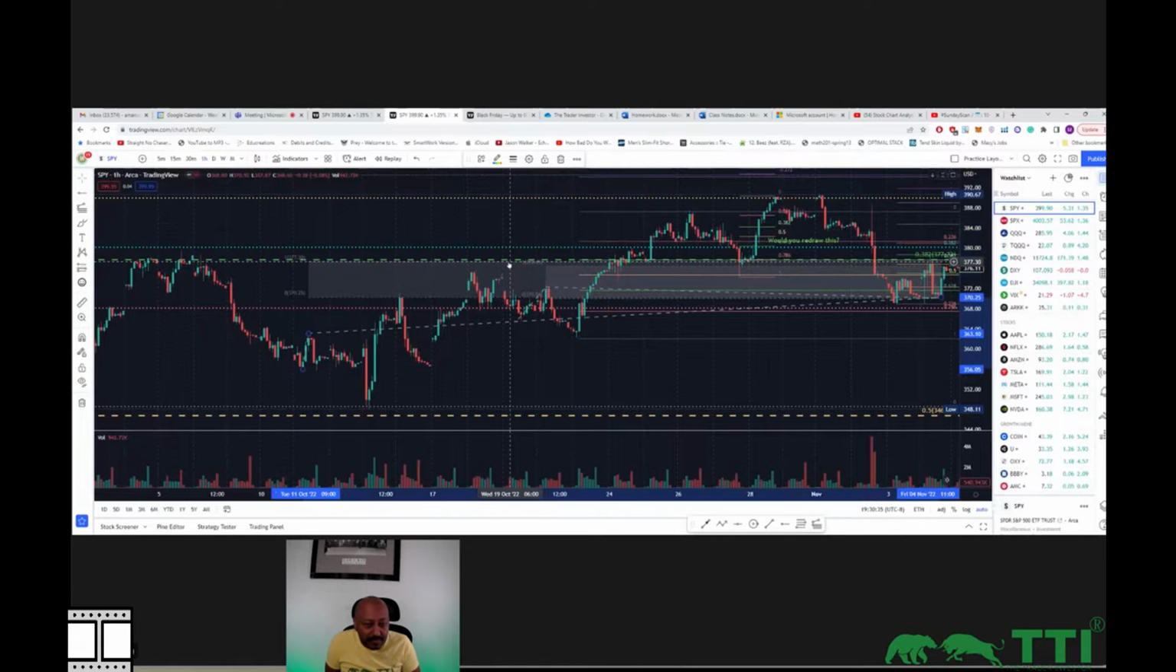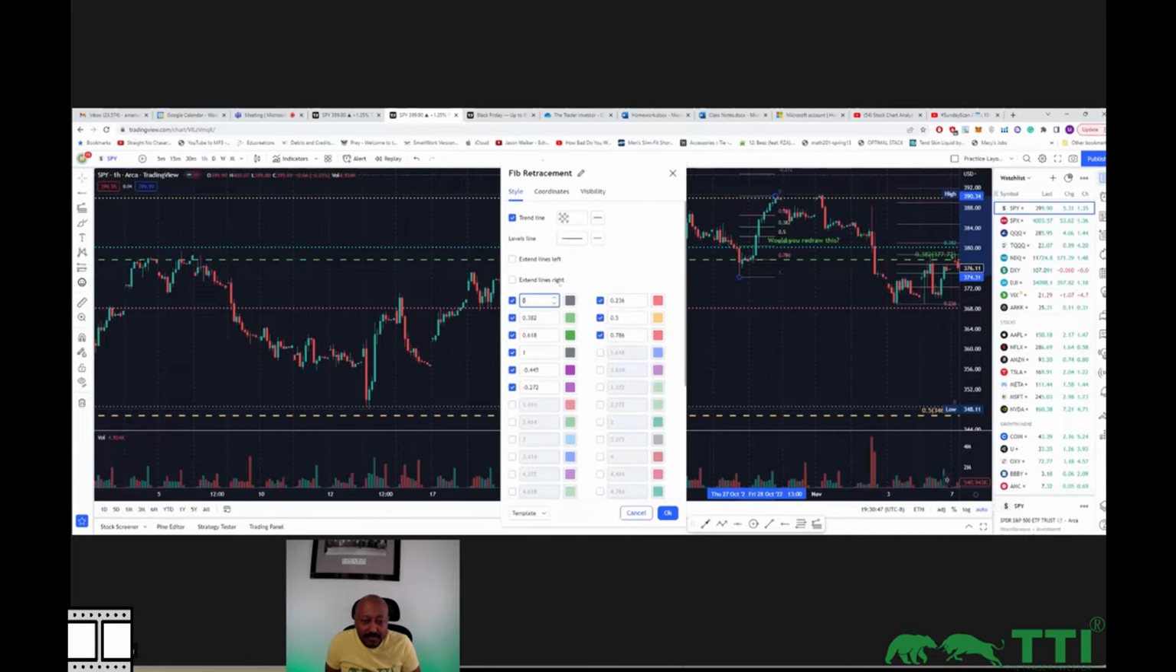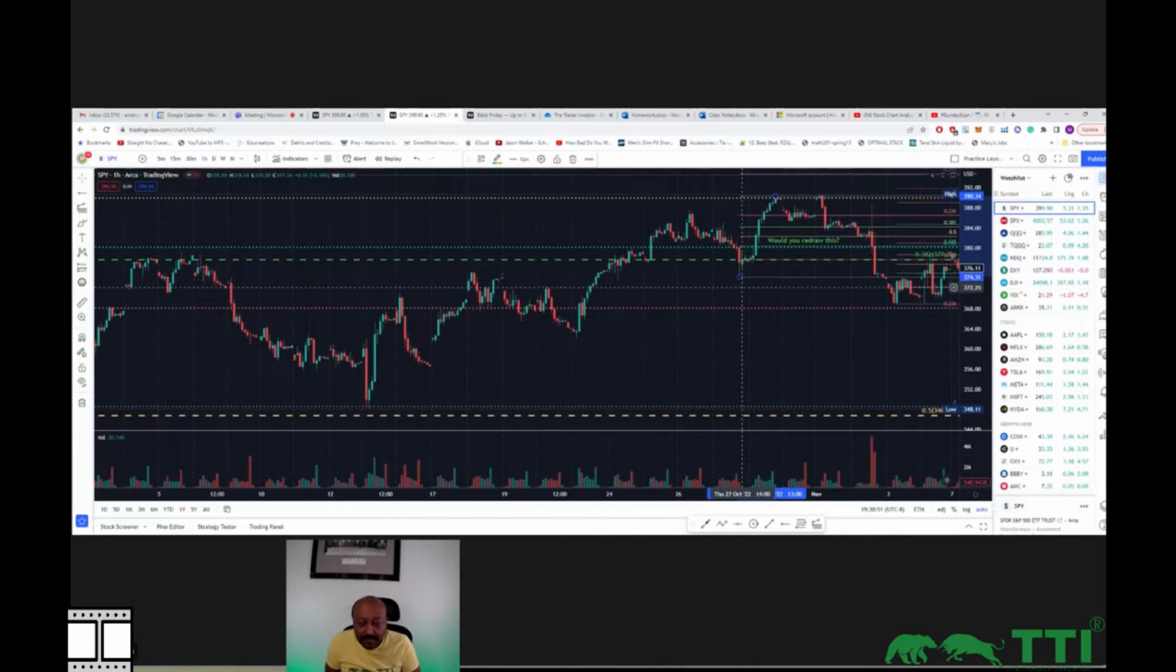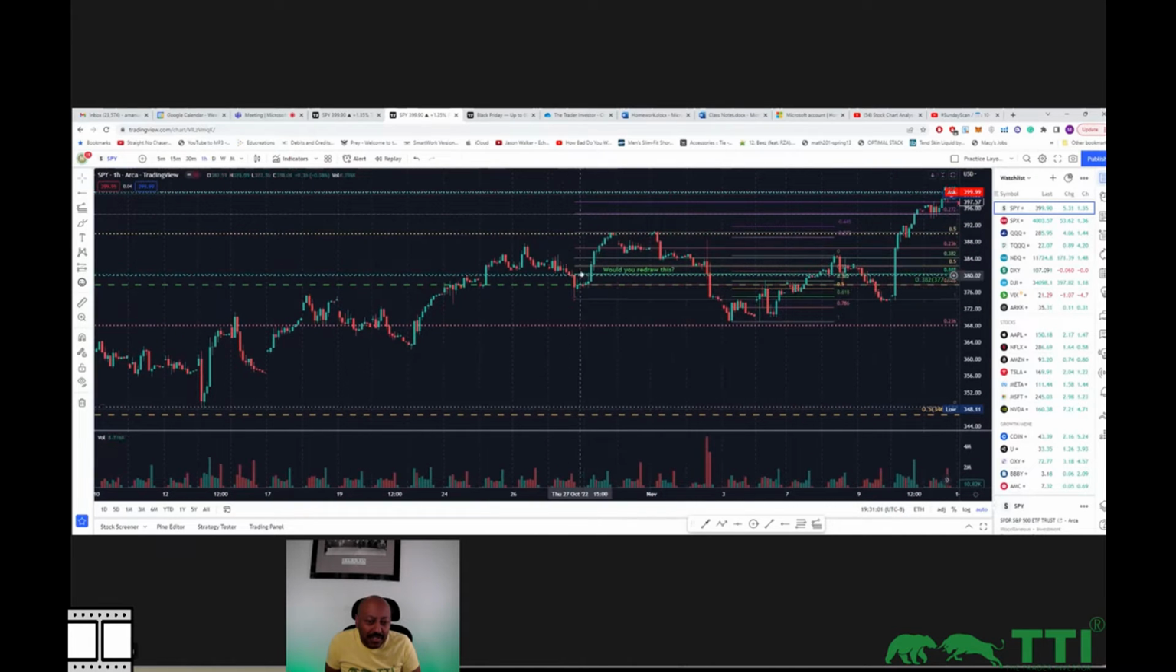Let me delete these right here. And then I'll take this fib out too, since we're done with it now. The next entry point would be this one right here. So I would enter essentially on the downside. Why would you enter on the downside? What tells you to enter on the downside?